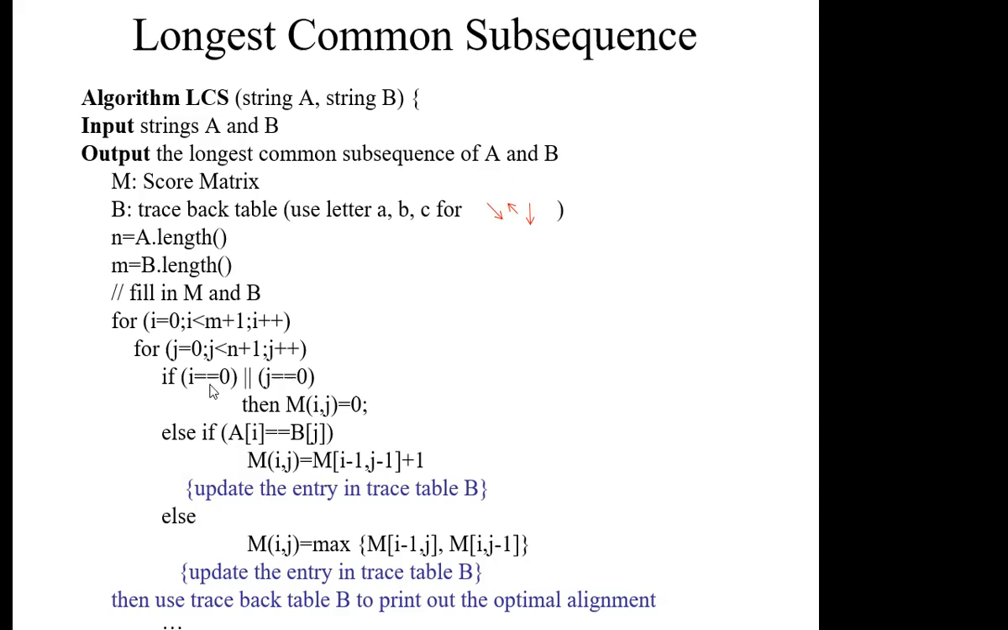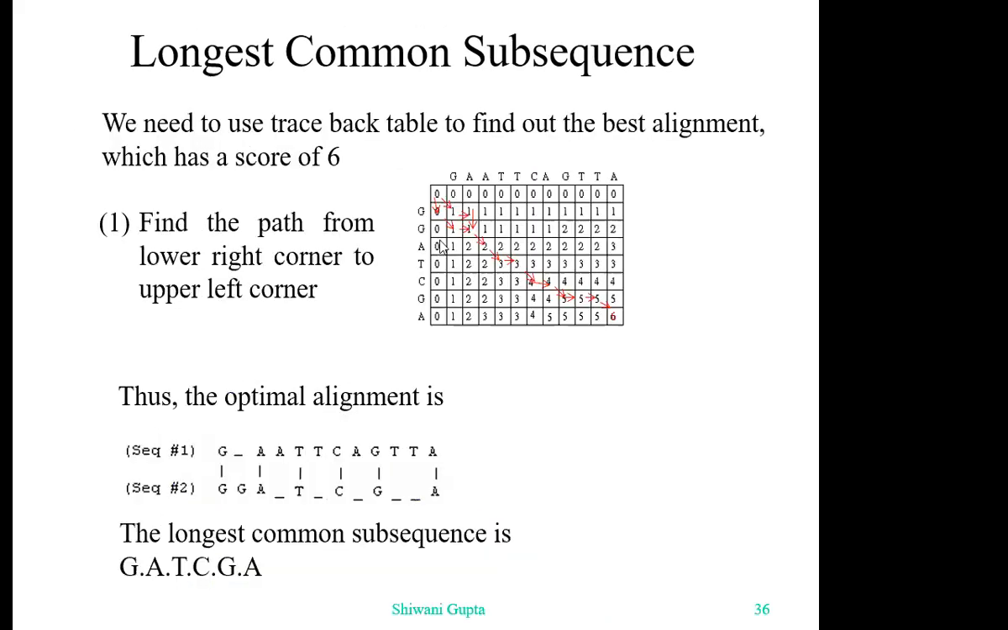So if my initial row, that is 0th row or 0th column, I am initializing the value as 0. And what about the condition when I and J both are 0? Right? So that one cell of ours, that is the initial cell, this will also be initialized as 0.